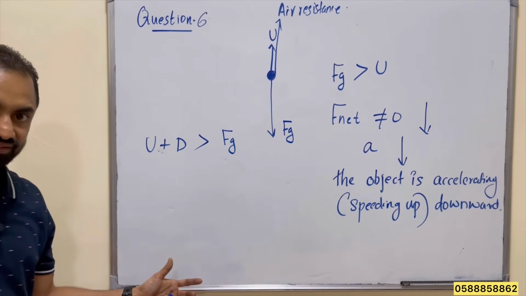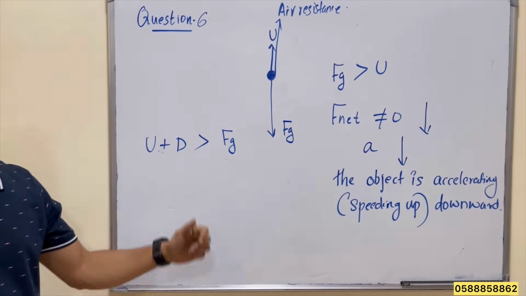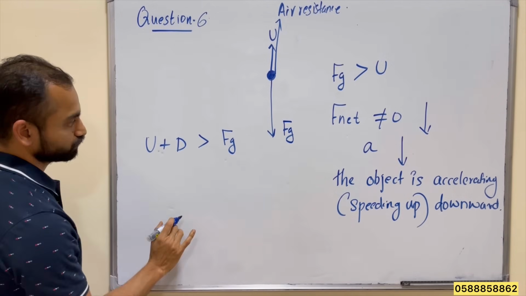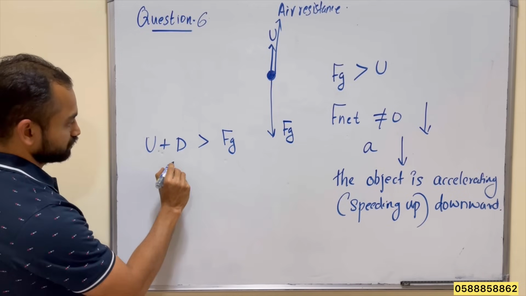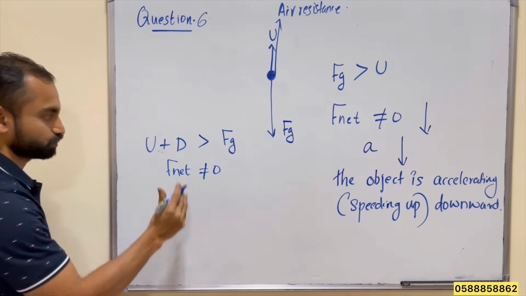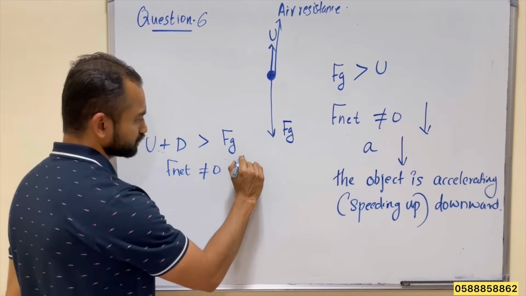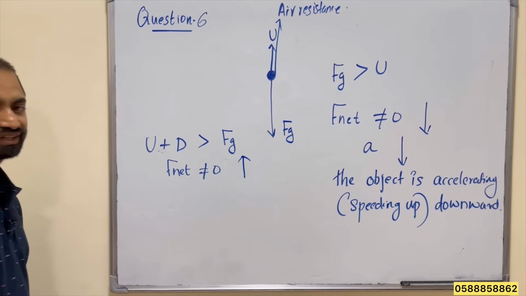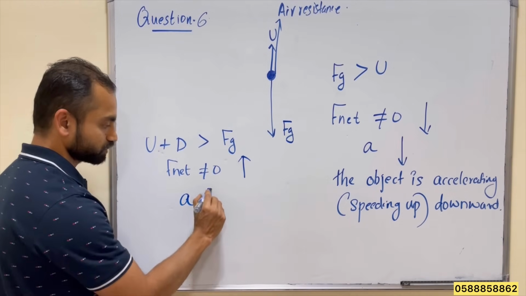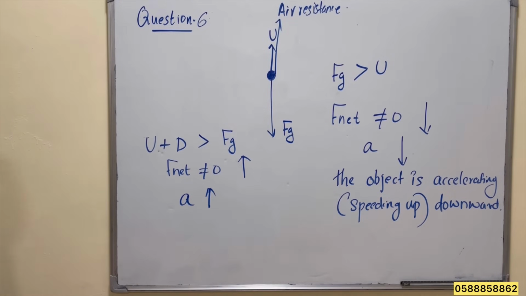Is there net force? Yes, still there is net force, right? Net force is not equal to 0 because now the upward force is greater than the downward force. So in which direction is there net force? There is net force in the upward direction. So will there be acceleration? Yes, there will be acceleration because there is net force. The direction of acceleration will be the same as the direction of the net force.